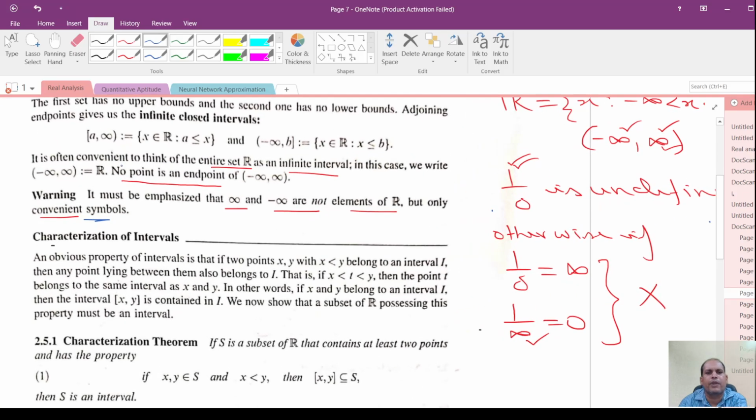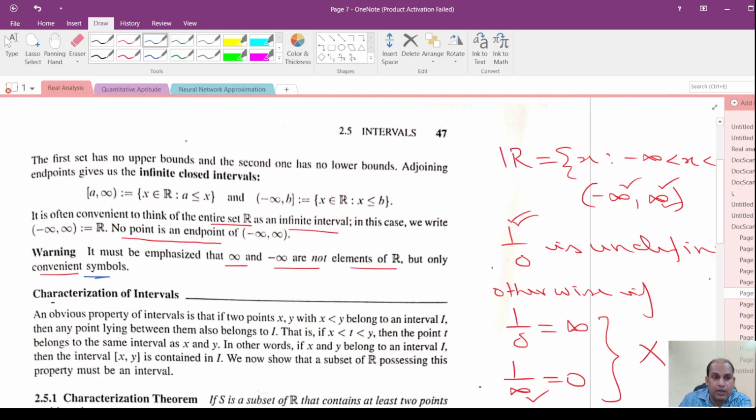Next, this is the notation for an infinite closed interval. Here we can see that this is the collection of all such x such that x is greater than or equal to a. Minus infinity to b is the collection of all such x where x is less than or equal to b. And remember that plus and minus infinity are not part of the set of reals, they are just convenient symbols.